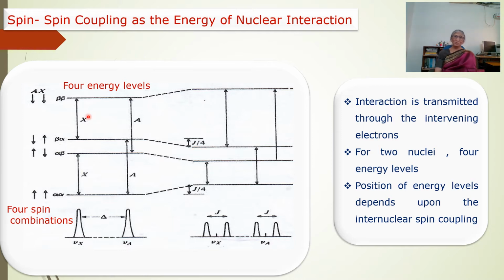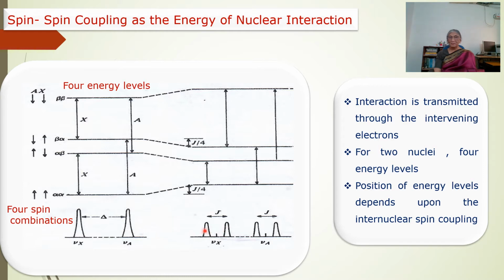Now see what happens to the resonance energy of X. One resonance energy of X, that is from alpha alpha to alpha beta, is lowered by J/2 energy, whereas another resonance energy for X, from beta alpha to beta beta, is increased by J/2. So there will be two resonance energies for nucleus X. Therefore, the nuclei X will show the resonance 2 times and its signal will split up into 2 peaks.